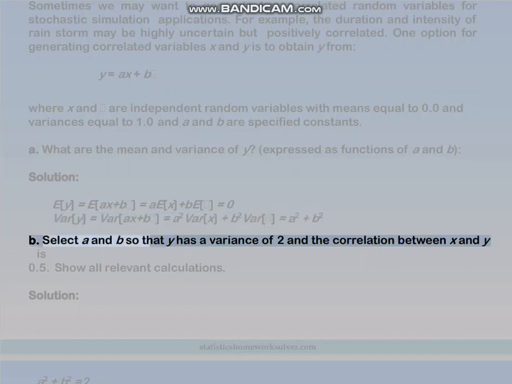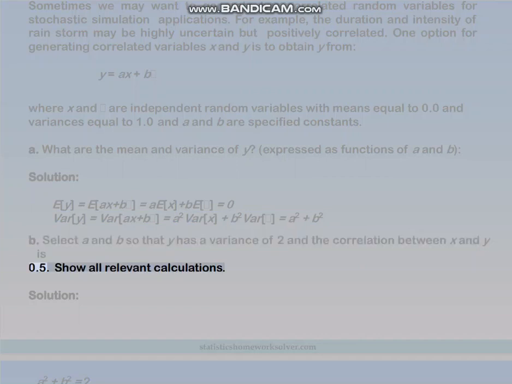B. Select a and b so that y has a variance of 2 and the correlation between x and y is 0.5. Show all relevant calculations. Solution.